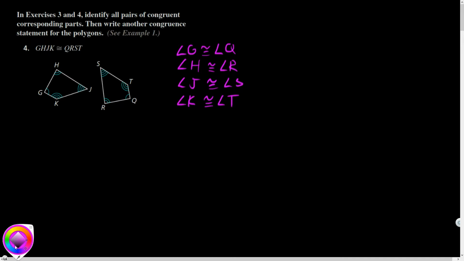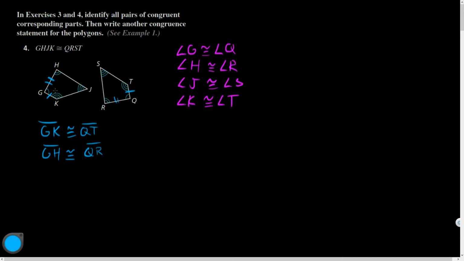Now, as far as side lengths go, let's figure out GK. It's going to be congruent to, I would assume, this short one over here, but just to verify, G and K were the first and last letters in the name, and Q and T are the first and last letters in that name. So I'm going to say QT right there. And GH is going to be congruent to QR, and it looks like that's the case.